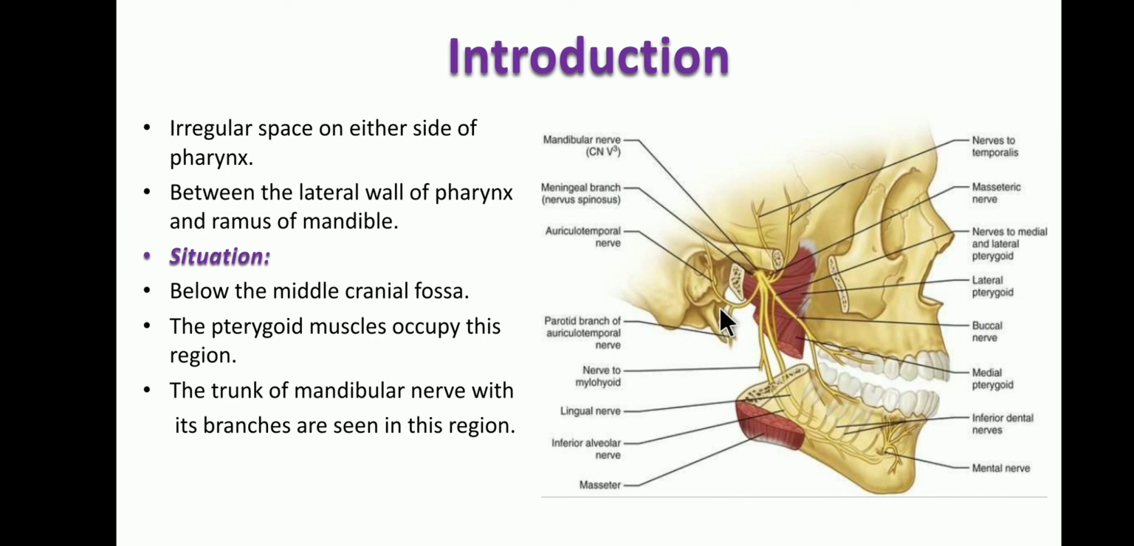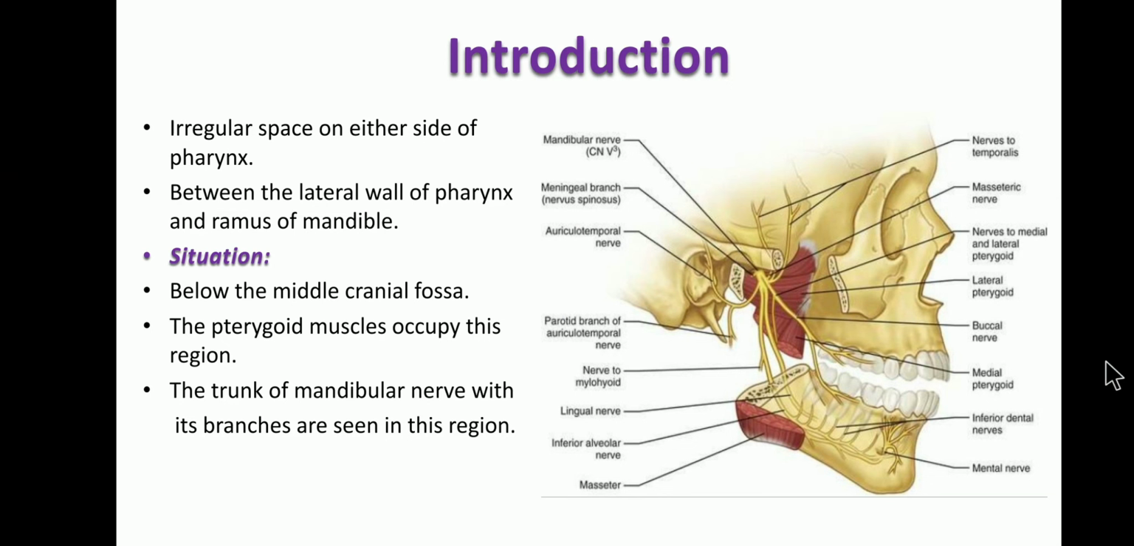So mainly it is filled with the muscles, that is the lateral pterygoid muscle, and deep to it you see the medial pterygoid muscle. And then what you see here is the trunk of the mandibular nerve, which is emerging from the foramen ovale. It is dividing into anterior and posterior divisions, and then it is giving out various branches. So this forms the major content of the infratemporal region or infratemporal fossa.